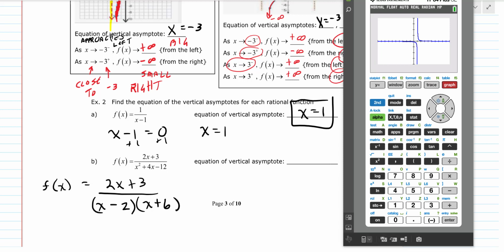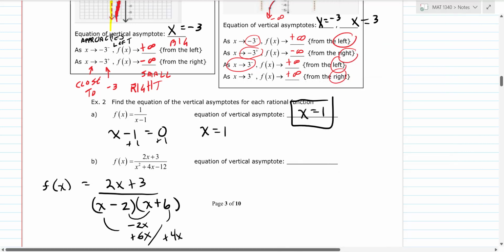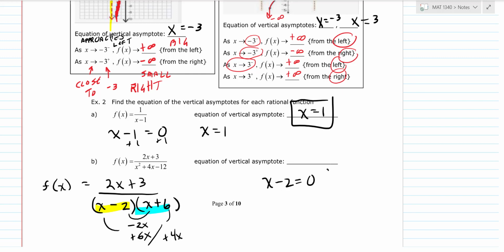Okay, again, kind of look at the FOIL. You would have a negative 2x for your inner term, a positive 6x for your outer term, which would add up to that given middle term of 4x. Okay, so in this case, you're going to end up having 2 vertical asymptotes. So you're just going to take these 2 individual factors. You can do this in your head, or you can just set each thing equal to 0 and solve each equation.